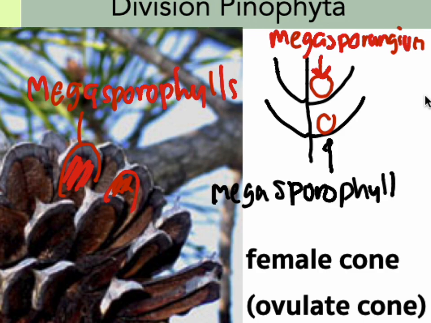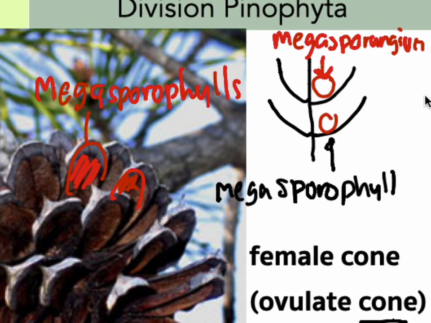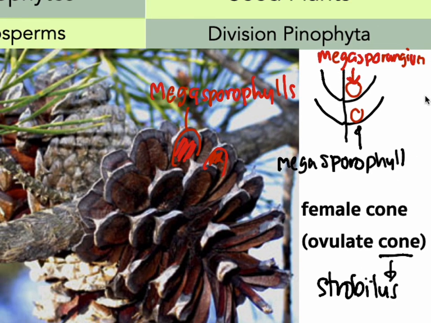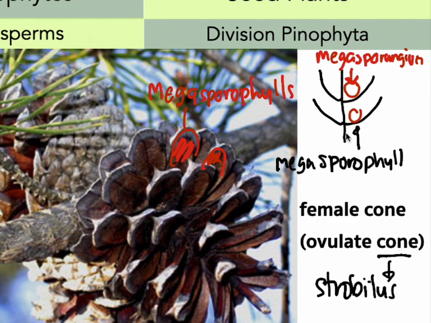Okay, people, sometimes we write this down. So female cone is a simple term for female strobilus, which contains megasporophyll that contain megasporangium, right? So this wooden part of the cone, the pine cone, is the megasporophyll. So far so good.